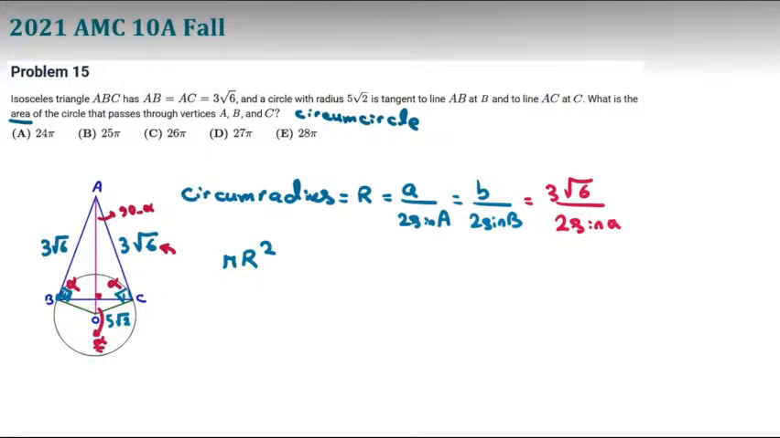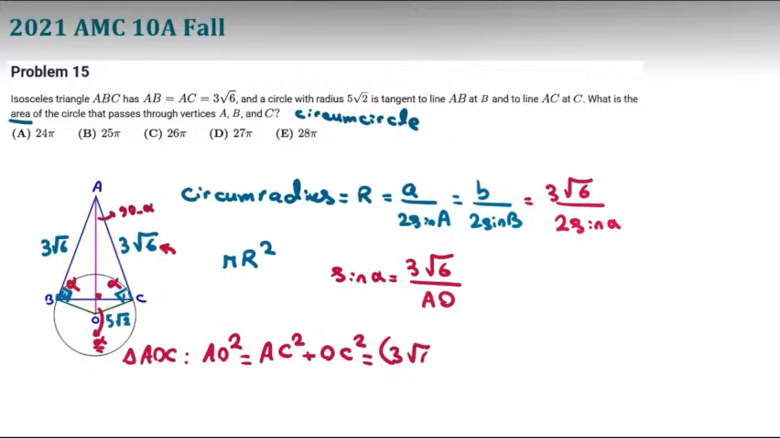Here, if I use sine alpha in this part, sine alpha is 3 root 6, opposite side over hypotenuse, AO. So I should find AO. Look at step by step. At first, R, circumradius, then sine alpha. I want to find sine alpha. I should find AO. I can find AO by Pythagorean theorem. Pythagorean theorem is so much useful in problems of AMC. So I say AO squared in triangle AOC. AO squared equal to AC squared plus OC squared. AC squared is 3 root 6 squared. OC squared is 5 root 2 squared.